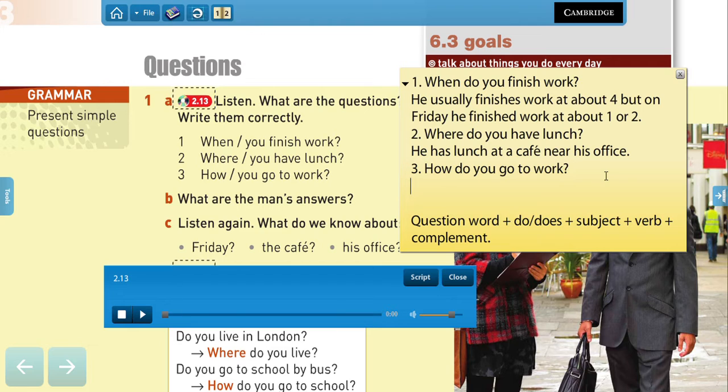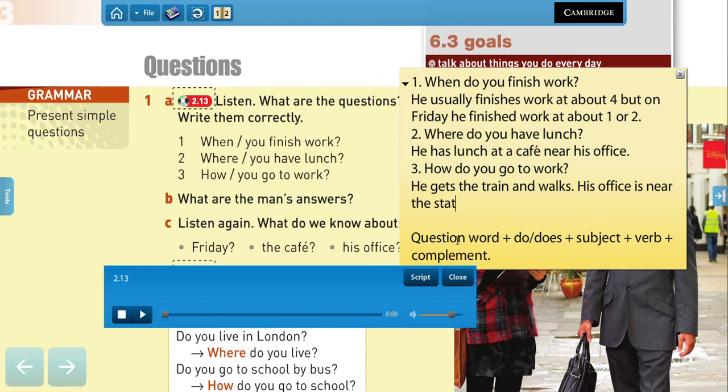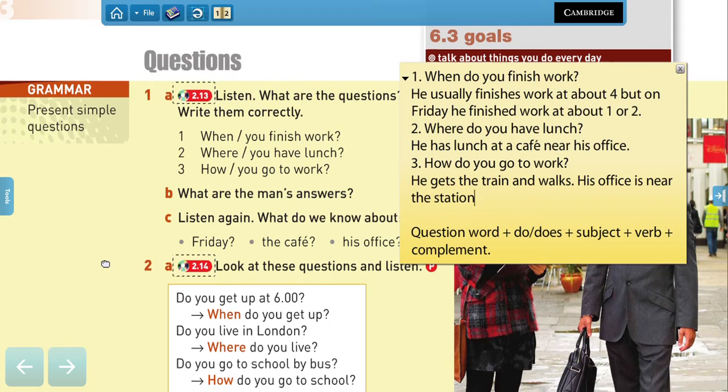And how does he go to work? Well, he gets the train and walks. And what do we know about his office? His office is near the station. So he gets the train and then he walks to his office because that is near. Very good. Now let's continue.